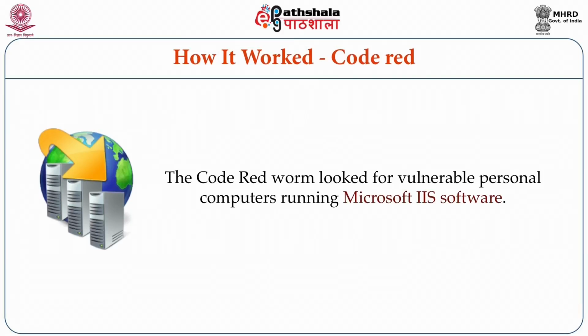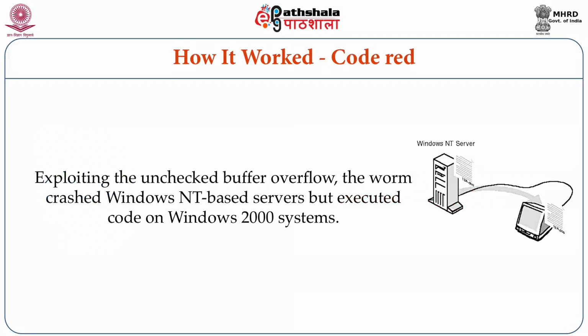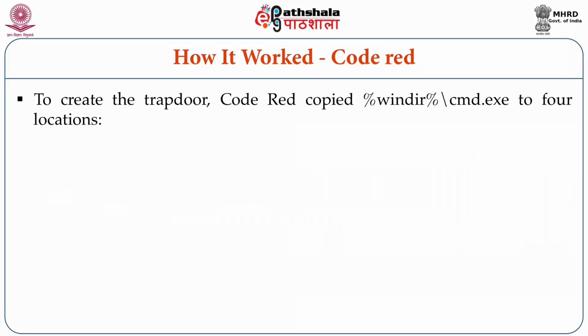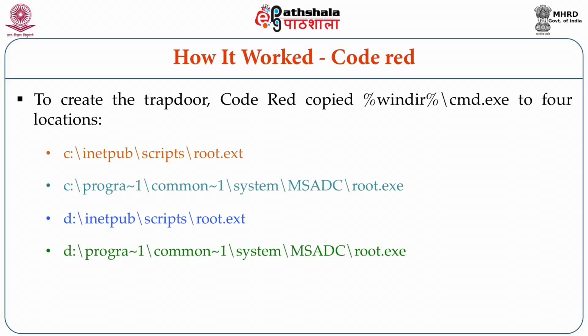CodeRed looked for vulnerable personal computers, and as I told, it works with Microsoft IIS servers. It tried to exploit the unchecked buffer overflow, and the worm crashed Windows NT-based servers, but executed code on Windows 2000 systems. In the later versions of the worm, to create a trapdoor, CodeRed copied the %windir% directory, a variable that gives the path of the Windows directory, and cmd.exe to 4 locations. The locations are inetpub, program files, inetpub, program files.